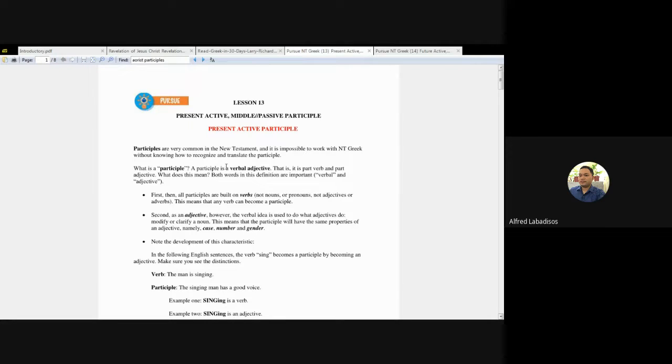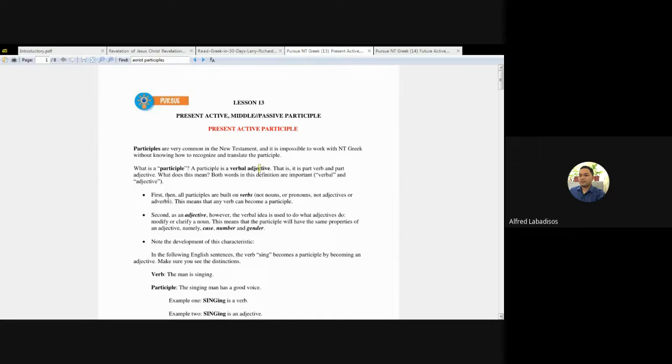A participle is a verbal adjective. So it has the form of a verb, but it functions as an adjective. That is, it is part verb and part adjective. What does this mean? Both words in this definition are important: verbal and adjective. So there are two components in participles.